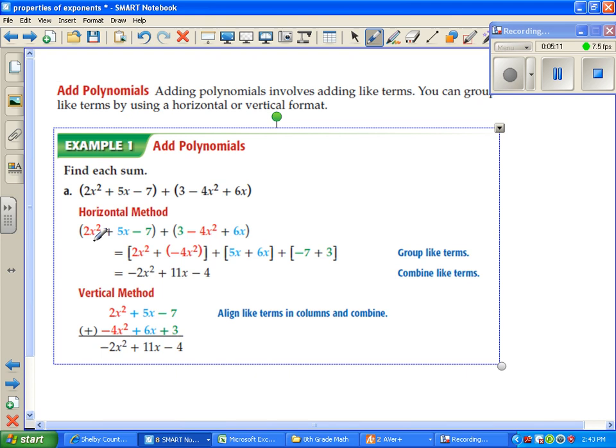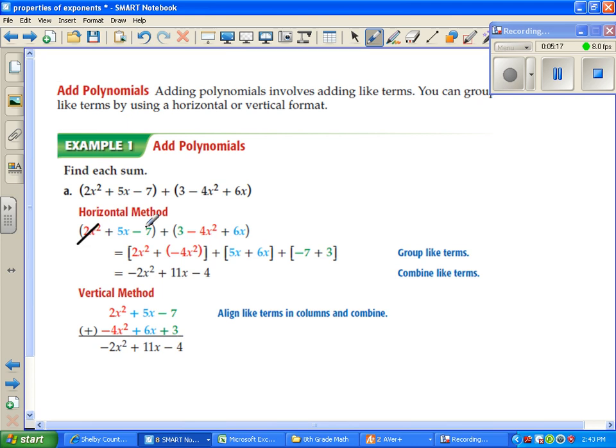The horizontal method is first find the highest term. So I find 2x squared. To that, I'm going to add, but what is in front of this 4x to the second? A negative. So what's 2x squared minus 4x squared? Right, and that's where you end up, right here. A negative 2x to the second. Remember, your terms have to be alike. Not like we were doing with multiplication. We don't want to get those confused.